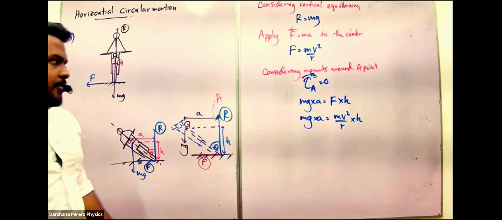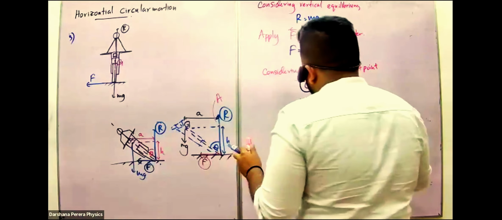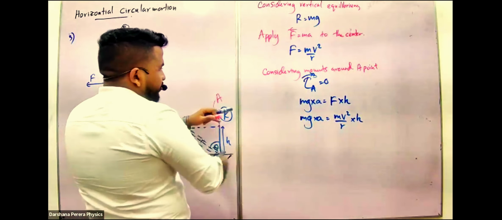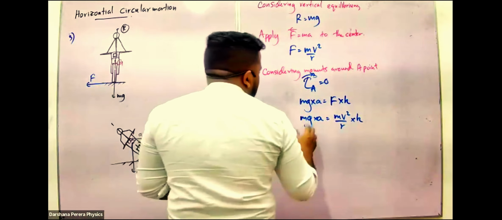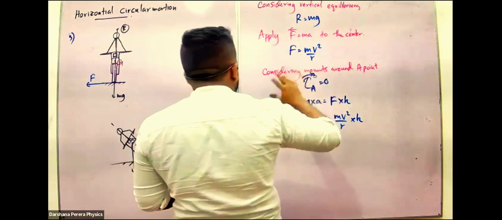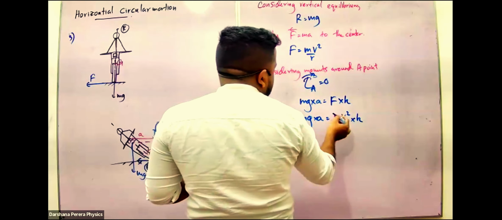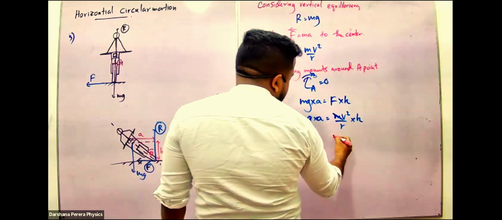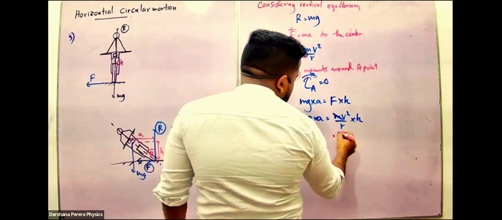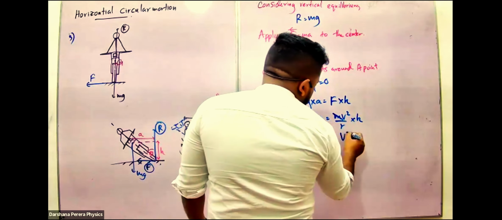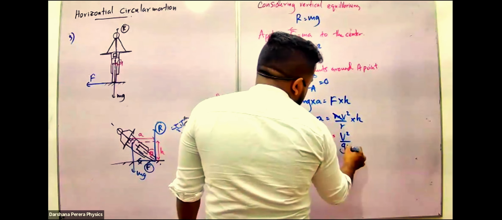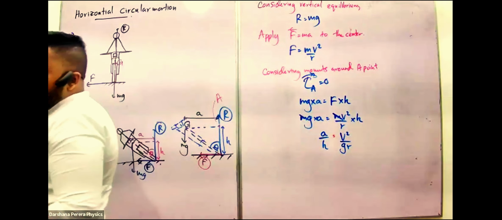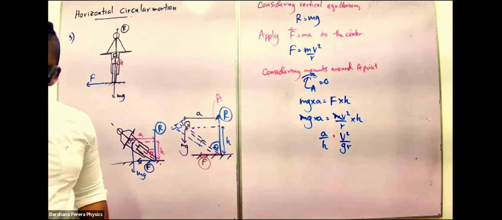Okay. Considering moments around point A, mg into a equals f into h. Then I know mg, this one. Then we can simply get the value: v squared over gr equals a over h. Right? Okay, write it down.